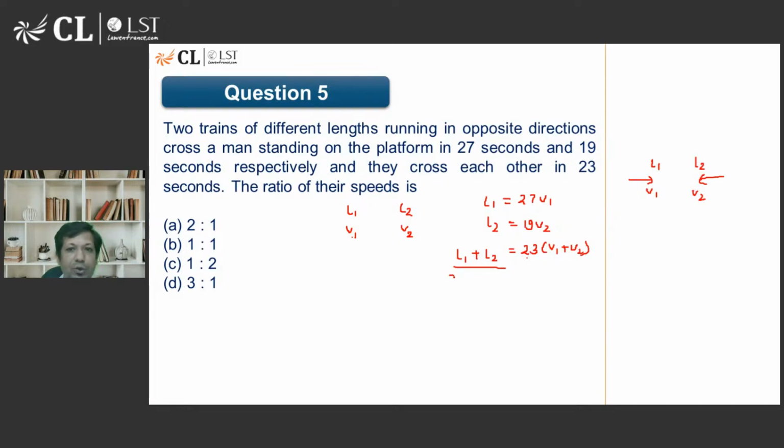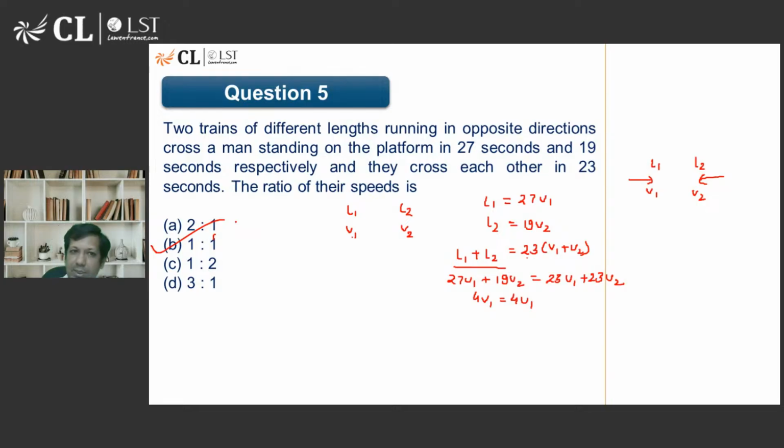Now this is going to be 21 V1 plus 19 V2 is equal to 23 V1 plus 23 V2. So from here I can say that 4 V1 is equal to 4 V2. It means V1 is equal to V2. It means the ratio of speeds is going to be 1:1, and that's option B. So that's how we are going to solve this question.